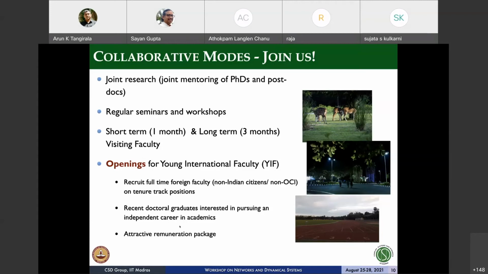And of course, not to mention, we do have attractive remuneration packages, and our campus is a very lovely campus. You will also love your stay here.